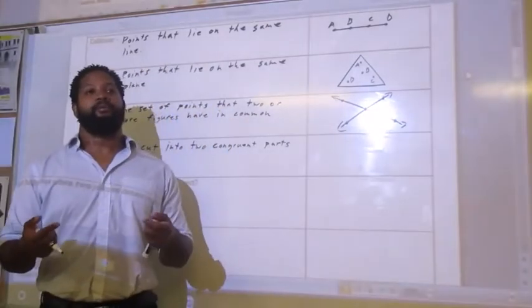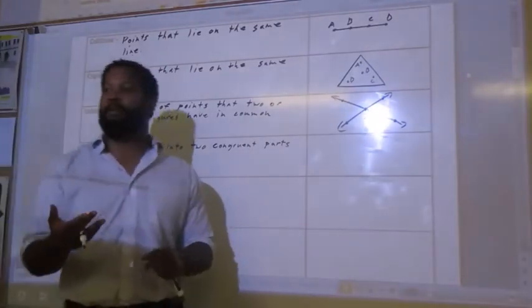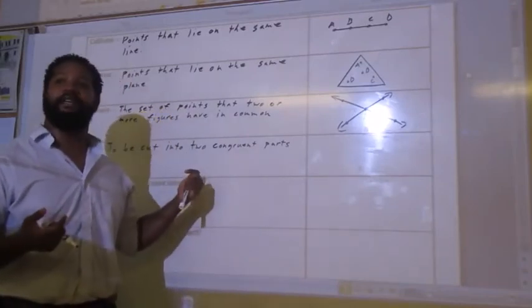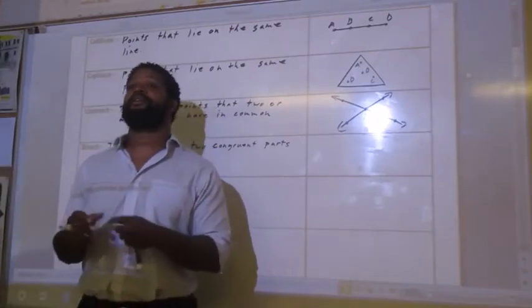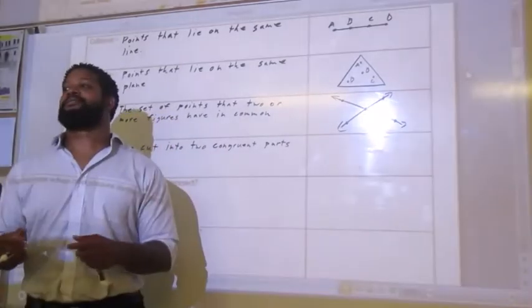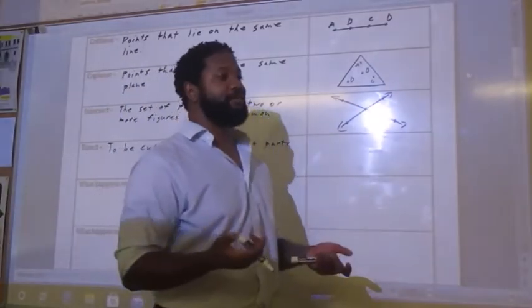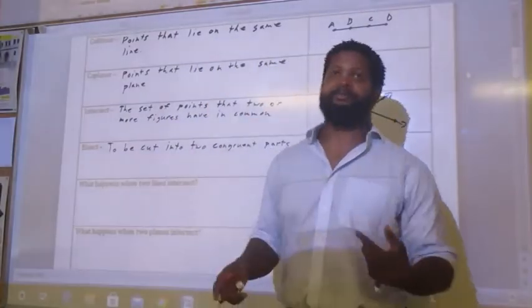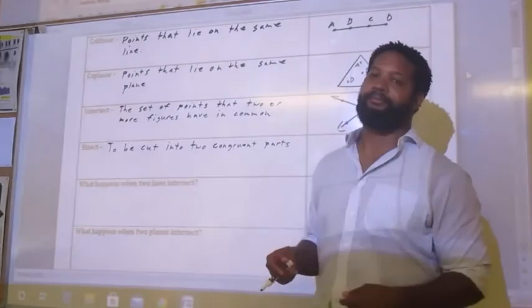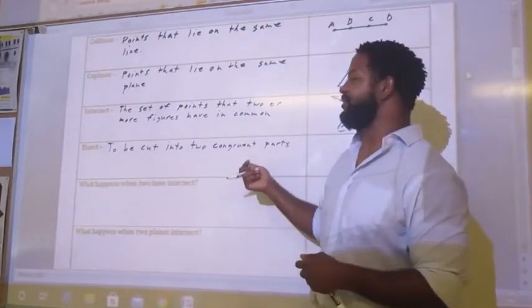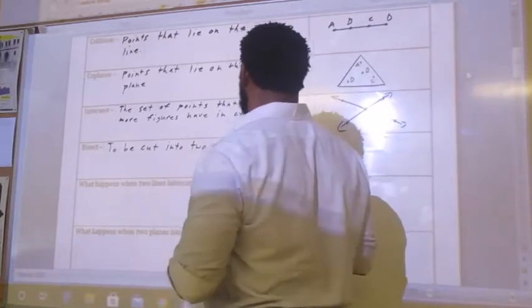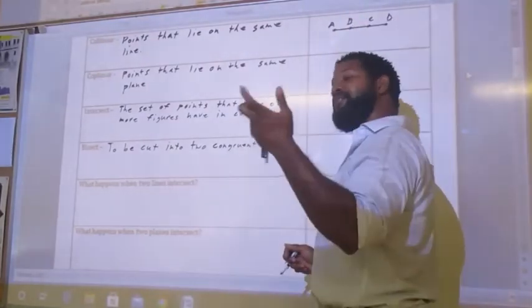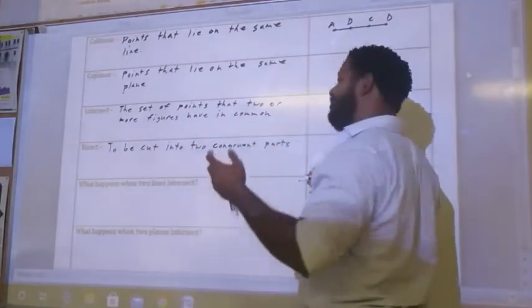Only because when y'all flip the paper over and we go over the midpoint, it'll be the same exact definition, except midpoint deals with line segments, okay? So they mean the same. Bisector, angle bisector, and midpoint mean the same exact thing, but they do different parts. A bisector cuts an angle into two congruent parts. A midpoint cuts a line into two congruent parts.